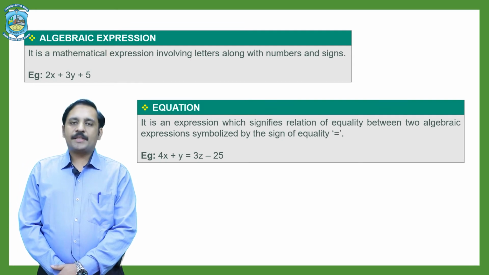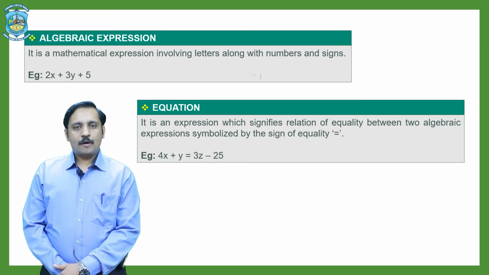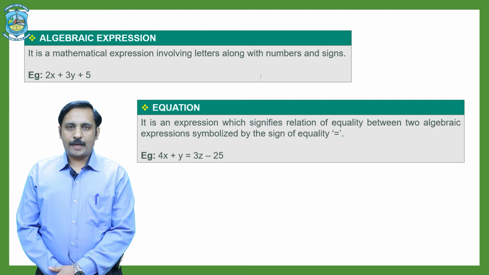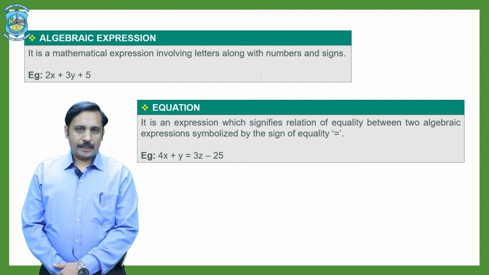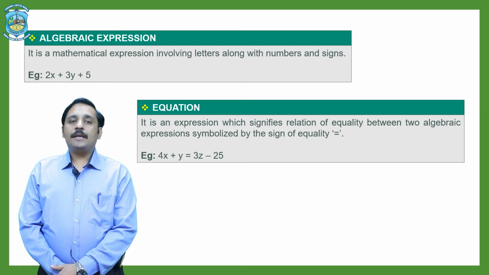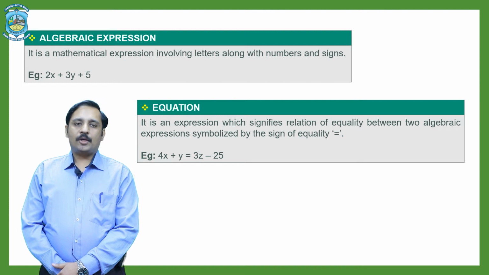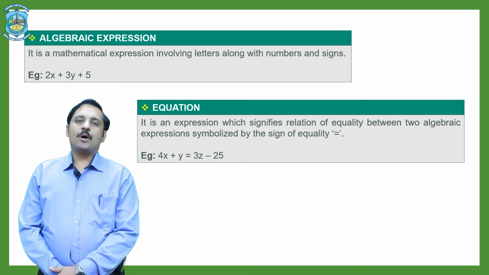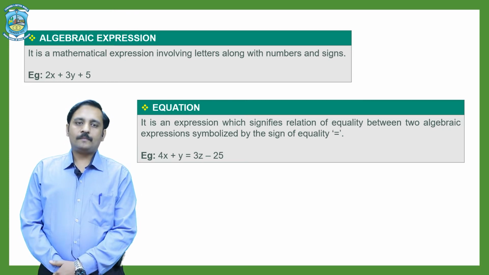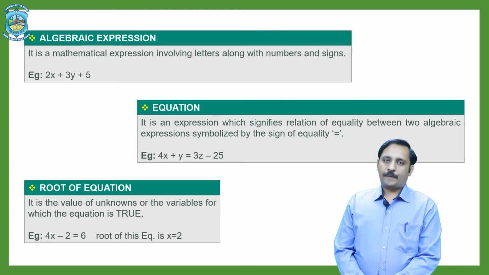An equation is an expression which signifies a relation of equality between 2 algebraic expressions, which is symbolized by the sign of equality. For example, we have 4x plus y is equal to 3z minus 25. Here the left hand side part and the right hand side part are individually algebraic expressions and we equate them together using a sign of equality. This whole expression is now known as an equation. With an equation we have 2 important factors associated. These are the roots of the equation and the degree of the equation.